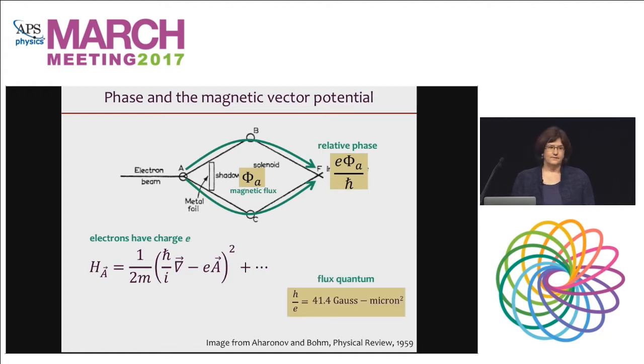And that gives rise to the definition of the flux quantum, which for carriers of charge E is h over E, 41.4 Gauss micron squared. And if you have something that has charge 2E, for example, Cooper pairs, it would be half of that. So the vortices that I showed you on the first slide, for the most part, carried flux h over 2E, except when they didn't. And of course, when they don't carry flux h over 2E, that's probably something very interesting going on.